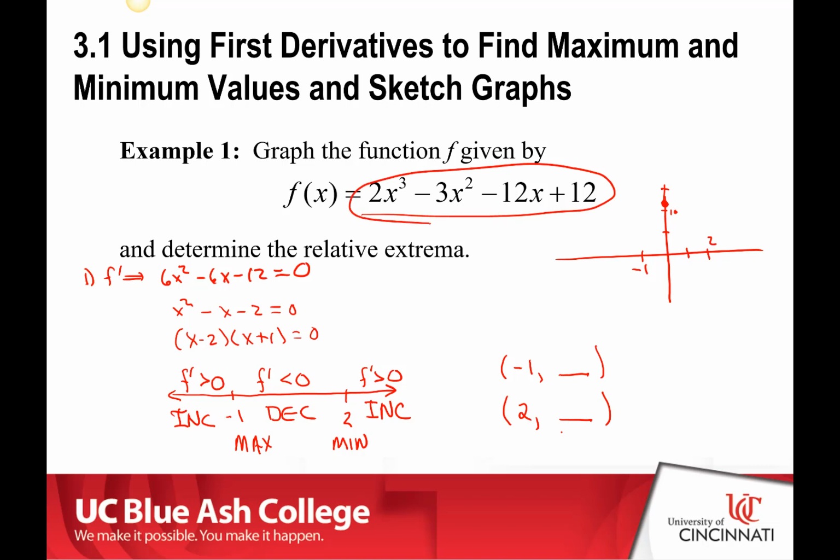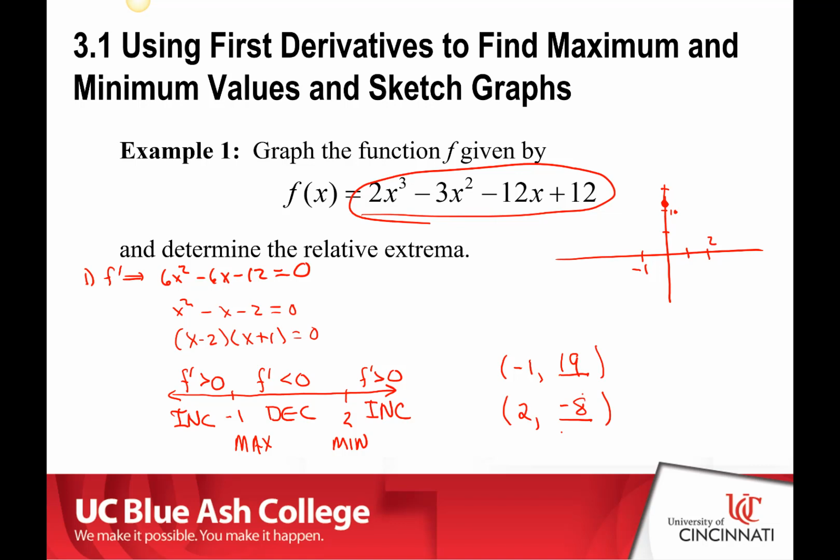Because I've got to do it a couple of times, I'm going to put y1 equals 2x raised to the third minus 3x squared minus 12x plus 12. That makes it pretty straightforward to go to the table function. I'm going to put in -1. That gives me a value of 19. Going to plug in 2. It gives a value of -8.